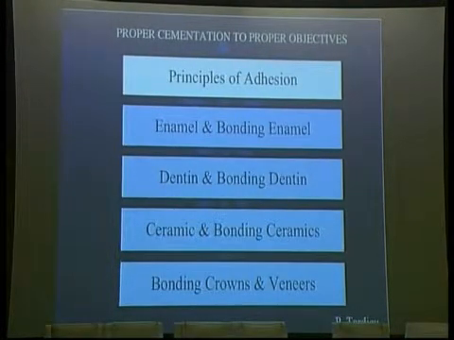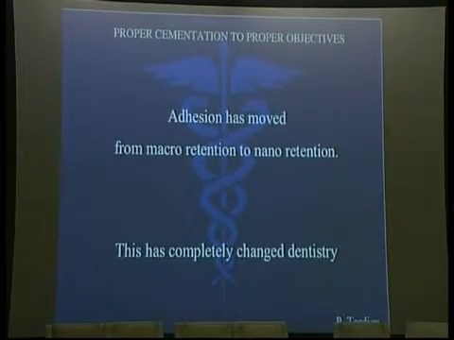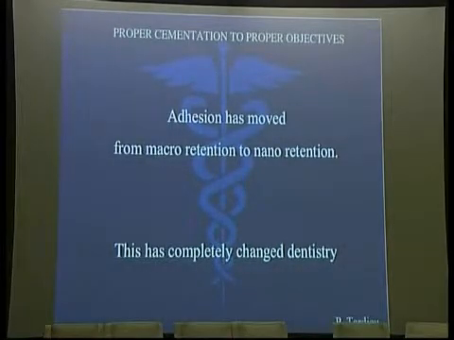So, principles of adhesion. Adhesion has deeply changed the way we practice dentistry, because adhesion has moved from macro retention to nano retention. This means that when you are trying a zirconia crown over a tooth, it's not stable. But when you are trying a metal crown on a tooth, it is stable. So how can you stabilize and how can you bond something with no friction? Let me try to explain how it works.